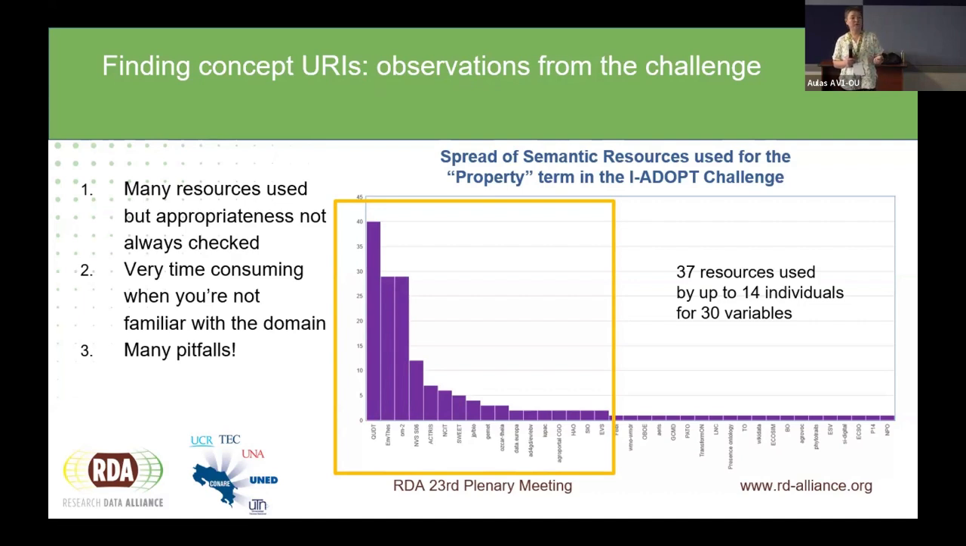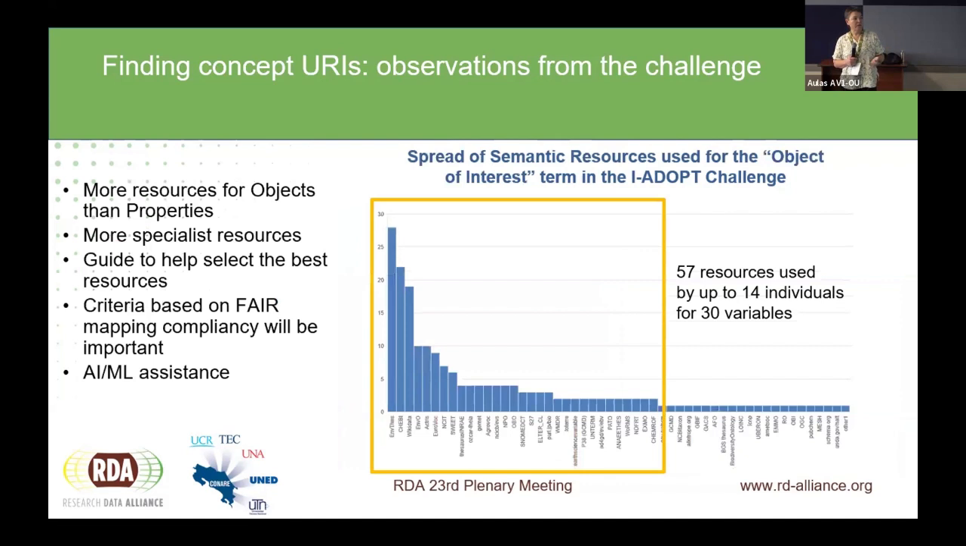So quite widespread, but as you see, there's a long tail of resources that were only used once. But really, we can pick some winners, in terms of resources that cover quite a lot of properties. Also, many resources were maybe not appropriate to what we were trying to do; even if they had the particular term, it was not an appropriate resource. But as Barbara said, it is very time consuming to do that, and there are many pitfalls to be avoided.